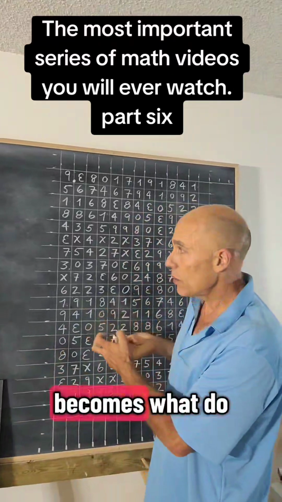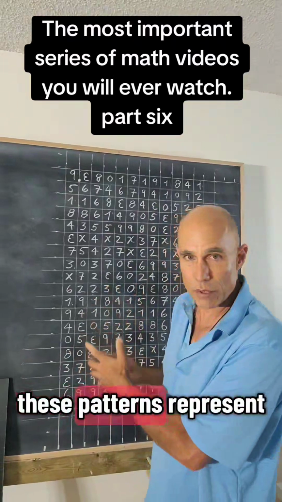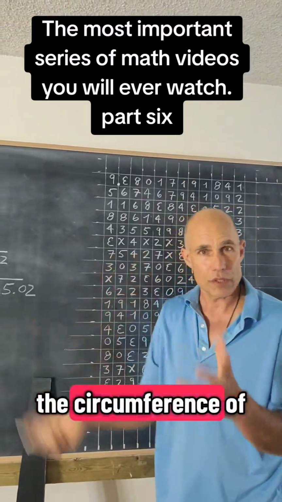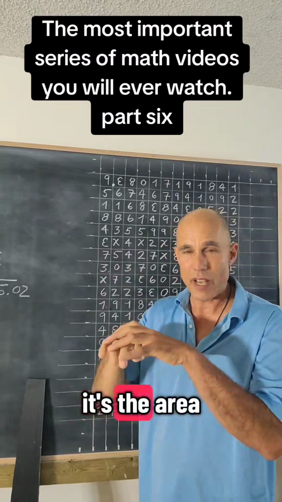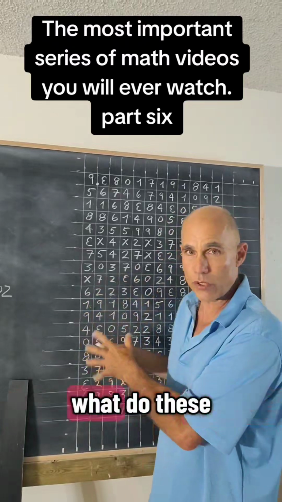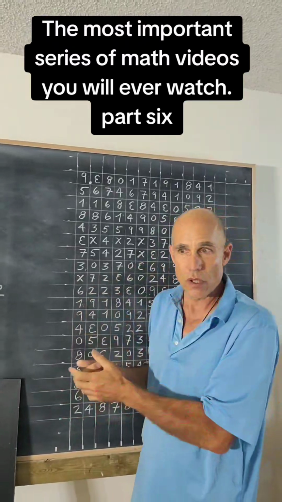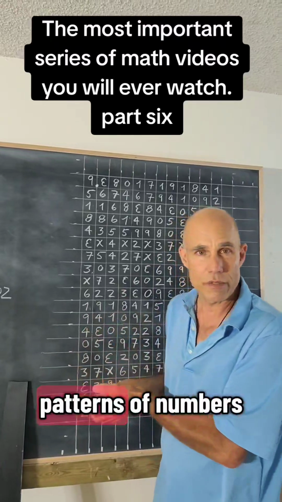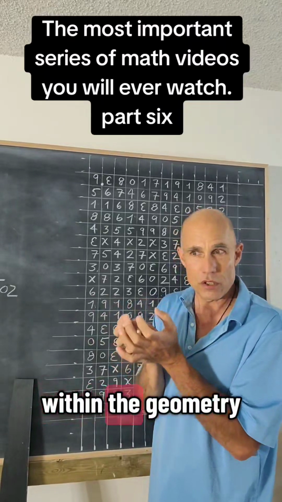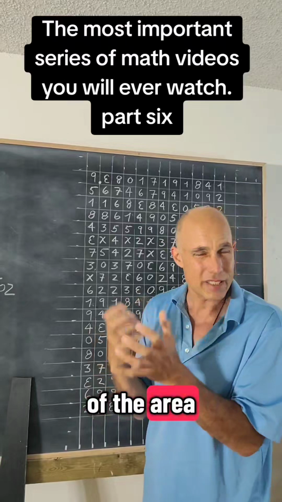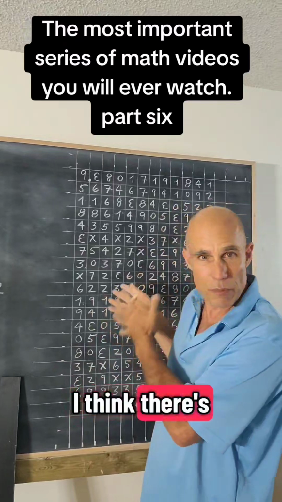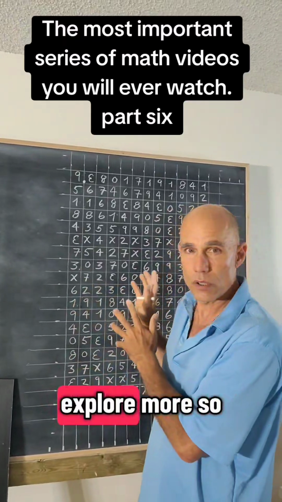So the question becomes, what do these patterns represent? We've got some kind of structure in here. We know pi is not only the circumference of the circle, but more importantly, it's the area inside. So what do these numbers represent? What are these patterns of numbers emerging from? What structure is within the geometry of the area inside a circle or inside of a sphere? I think there's something here to explore more.